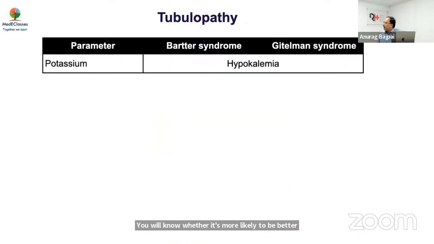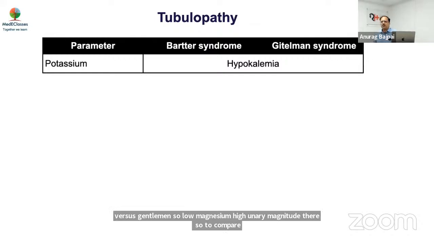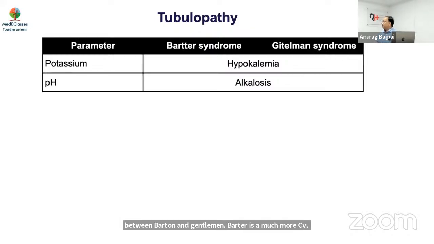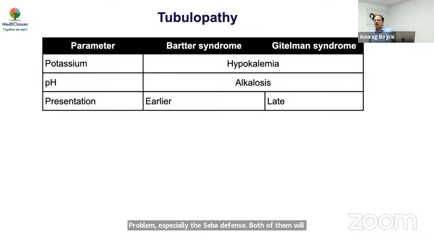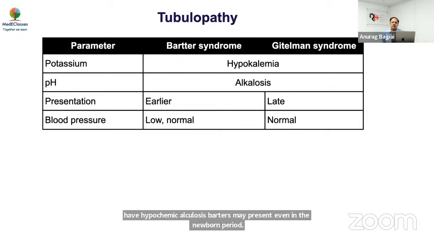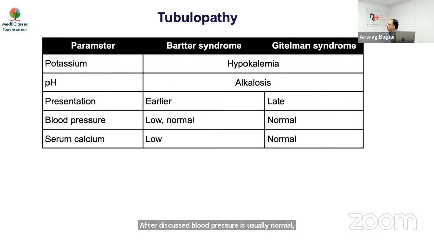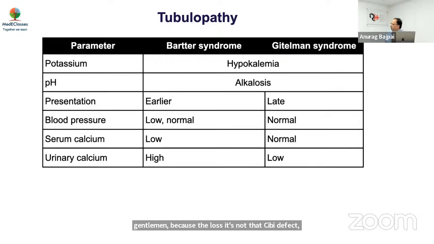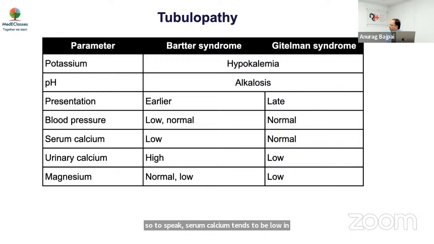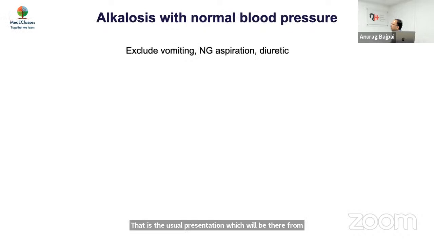So to compare between Bartter and Gitelman, Bartter is a much more severe problem, especially the severe defects. Both of them will have hypokalemic alkalosis. Bartter may present even in the newborn period, as discussed. Blood pressure is usually normal in Gitelman because it's not that severe a defect, so to speak. Serum calcium tends to be low in Bartter, while urinary calcium is high, and magnesium tends to be lower more in Gitelman. So Bartter will present very early, with failure to thrive, polyuria, hypokalemia. Gitelman will present later on with cramps, with muscle pain, in adolescents. That is the usual presentation. And of course, polyuria will be there.